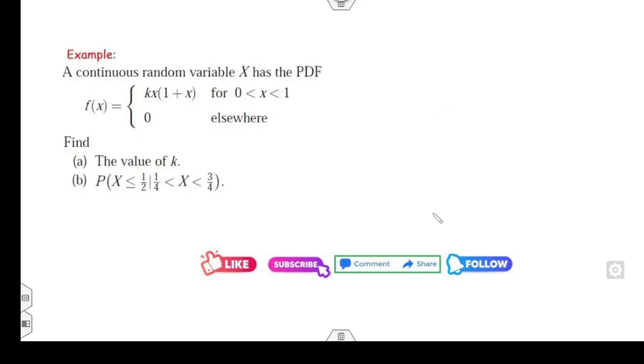Look at another one. A continuous random variable x, find the value of k. So that means the integration of f(x) dx is 1. What is my domain? Domain is 0 to 1. So you can substitute them. k will be outside. So I can multiply them. It's k(x plus x square) dx is 1.